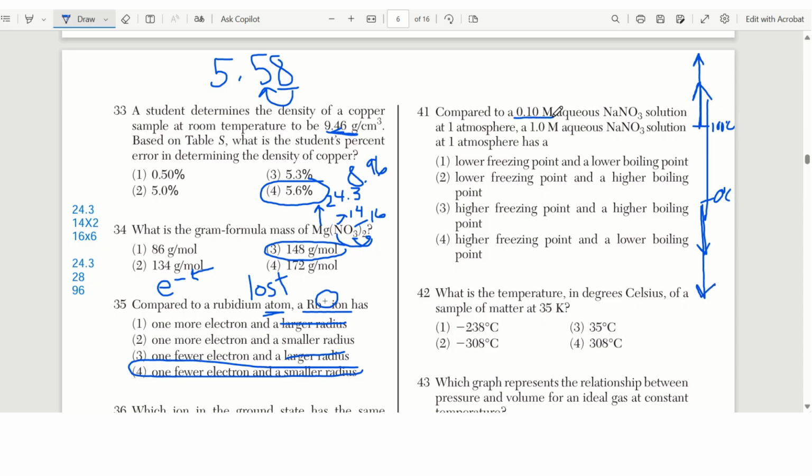So if we're comparing it to this one, this one has more stuff. It has a bigger molarity. So it would have what? A lower freezing point and a higher boiling point.